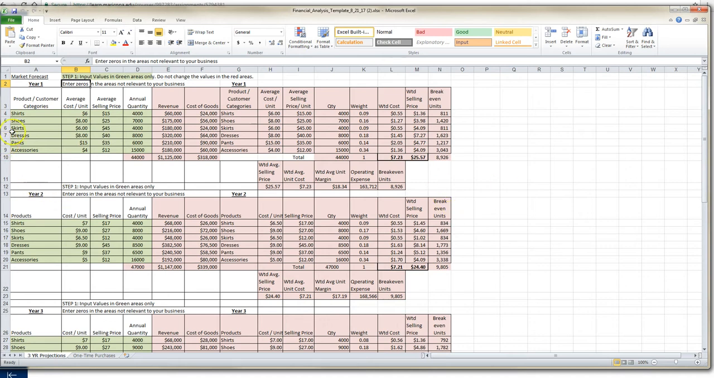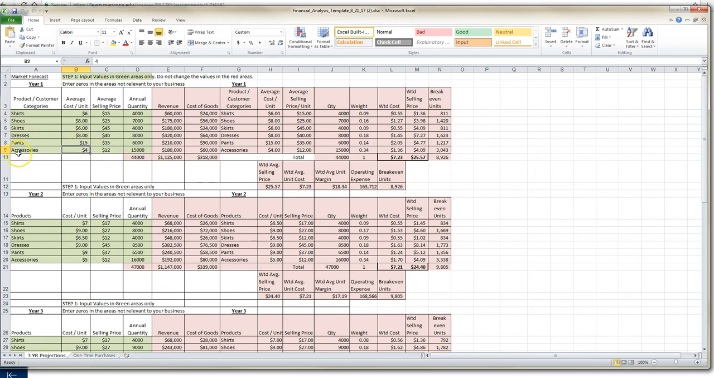business plan. It's set up with 6 different categories of products. So if you have more than 6 categories of products, you're going to need to group them into at least 6 categories and use average cost and average selling price to get your analysis completed. If you have fewer than 6 categories of products, you can simply blank out the text in this column and simply place zeros in the green columns.